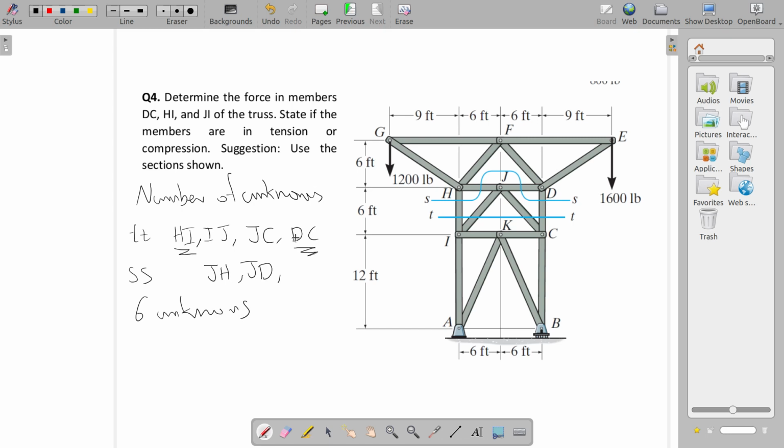And how many equations? From the first section 3 equations. From the second section 3 equations. So 3 plus 3, 6 equations. So 6 unknowns and 6 equations. You can solve the system.